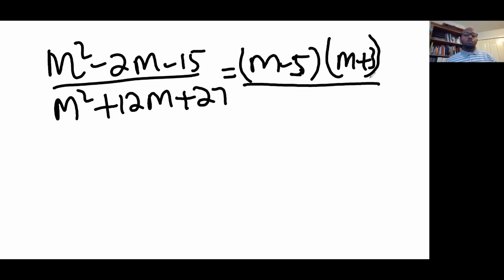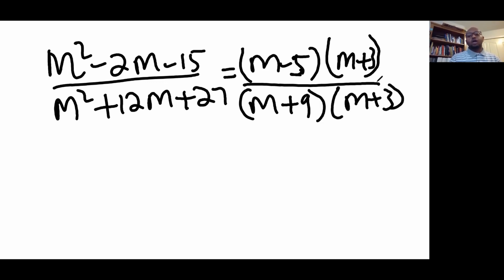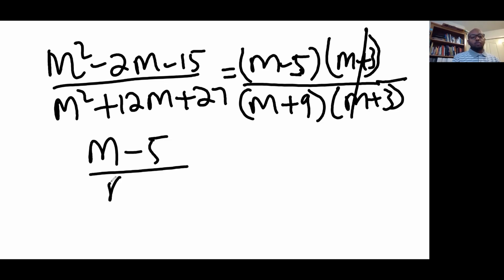On the bottom, we have 27. 27 can come from 3 times 9. 3 times 9 is 27. Because both of them are positive, when I add 9 plus 3 it is 12. So it will be m plus 9 times m plus 3. Before I simplify, look at the restriction. What makes the bottom 0? It is negative 9 and negative 3. So these two are gone. You have m minus 5 over m plus 9.